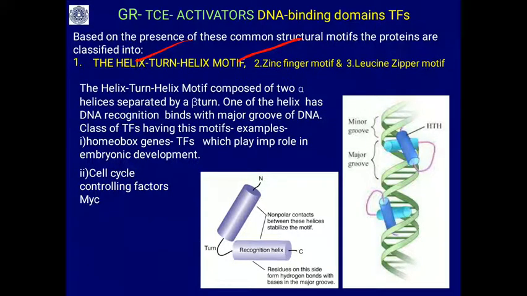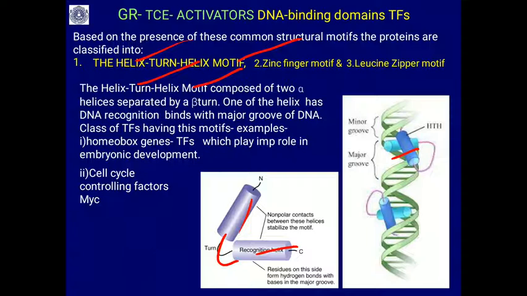Remember the helix-turn-helix motif. Helix-turn-helix motifs have two alpha helices, and they also have a beta turn, as you can see. This is the structural motif you see in the transcription factors of DNA. One of the helices binds with the major groove. So they associate with the major groove and modulate the transcription.